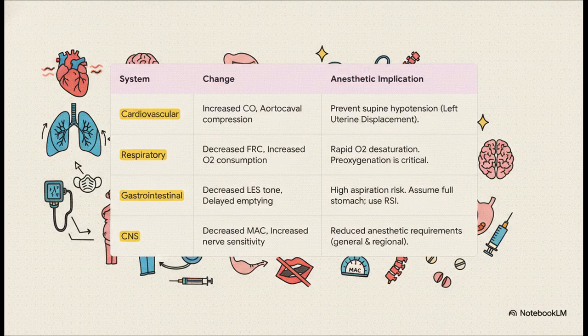Gastrointestinal. Progesterone relaxes smooth muscle everywhere, including the lower esophageal sphincter, and gastric emptying slows to a crawl. The take-home message is simple. Every pregnant patient past the first trimester is a full stomach, period. Aspiration is a huge risk.